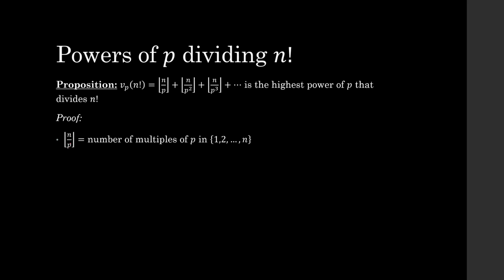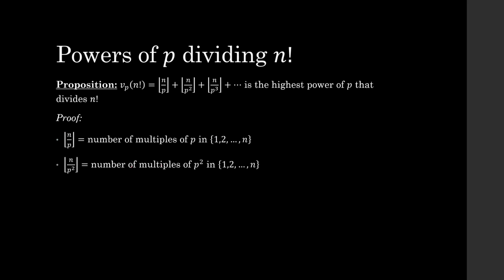It means p fits this many times into n. For a lot of numbers, this is going to give us a decimal number. But if we look at the floor of this, which is exactly why we're using the floor function, it's going to give us exactly the number of multiples of p that are smaller than n. So it gives us all the multiples of p between 1 and n. In 1, 2, 3, 4, all the way to n, if there's a multiple of p in there, then we add 1 to this number.